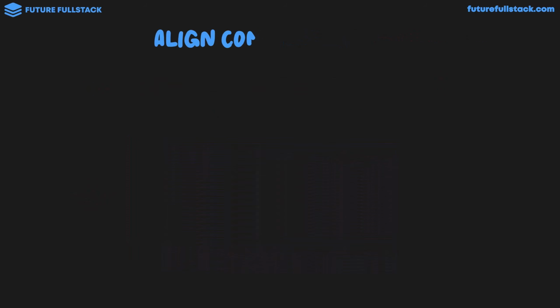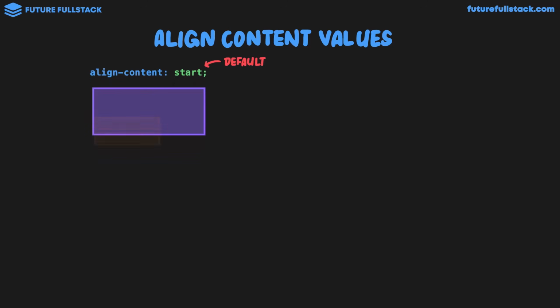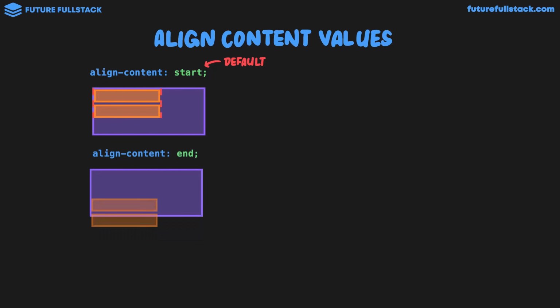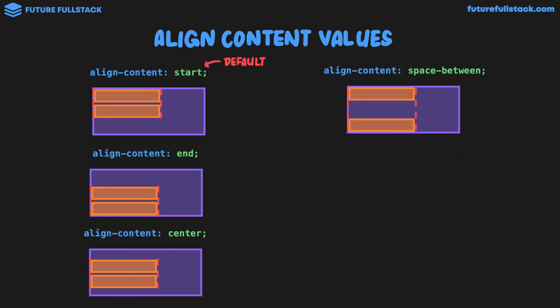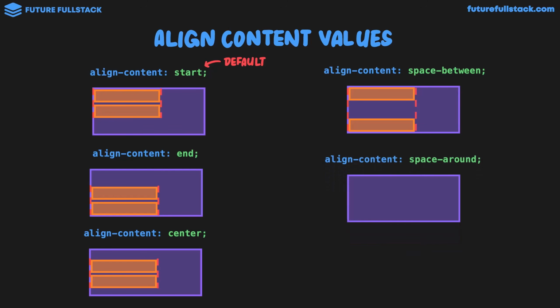So let's take a look at the align content values. We have align content start, which is the default. And in diagram form, it looks like this, where our grid rows are positioned at the start of the column axis. We have align content end, where our grid rows are at the end of the column axis. We have align content center, where our grid rows are centered along the column axis. We have align content space between, which pushes our top and bottom grid rows to the top and bottom edge of the grid container, with any additional grid rows spaced evenly between these. We have align content space around. This will divide our grid container into 2 horizontally, and then we'll insert our grid rows in the middle of those 2 sections.